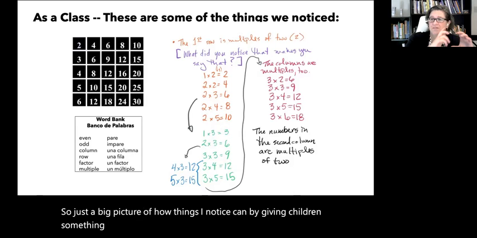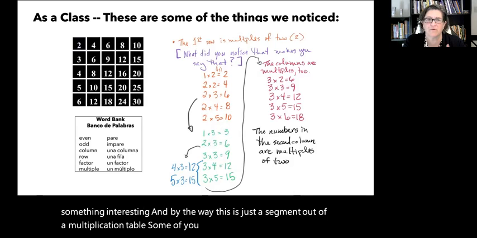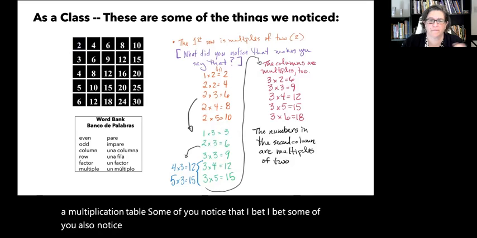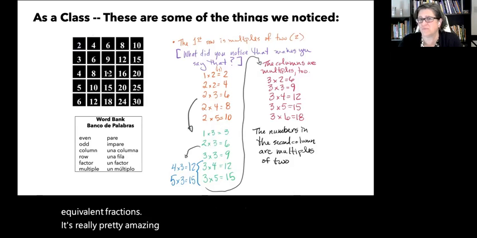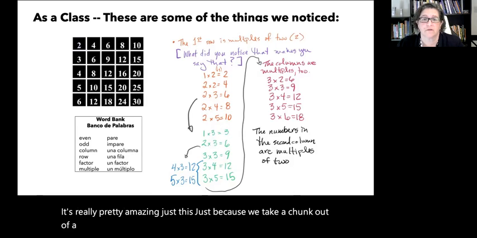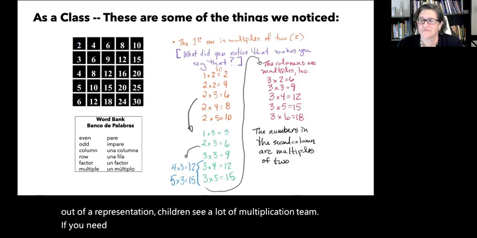And by the way, this is just a segment out of a multiplication table. Some of you noticed that, I bet. I bet some of you also noticed that this is like a set of ratio tables, like 2 over 3 equals 4 over 6 equals 6 over 9. If you take any 2 rows, it generates equivalent fractions. It's really pretty amazing. Just because we take a chunk out of a representation children see a lot, a multiplication table. So if you need to stop and make sense of things and write things down, then do.